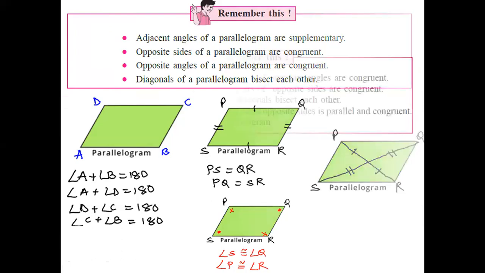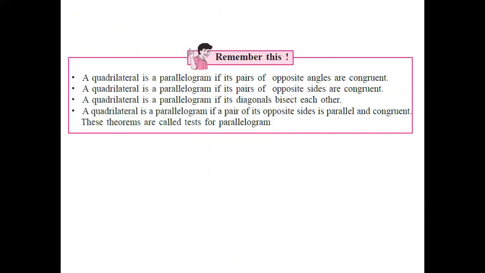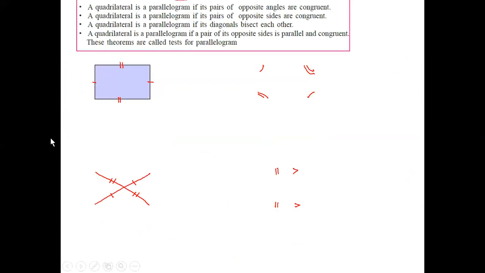Then how do you prove that a quadrilateral is a parallelogram? So these are a few properties. A quadrilateral is a parallelogram if its opposite sides are congruent. So in the first case, you can see the opposite sides are congruent, right? This side is congruent to this side, and this one is congruent to this. Therefore, we say that that's a parallelogram.